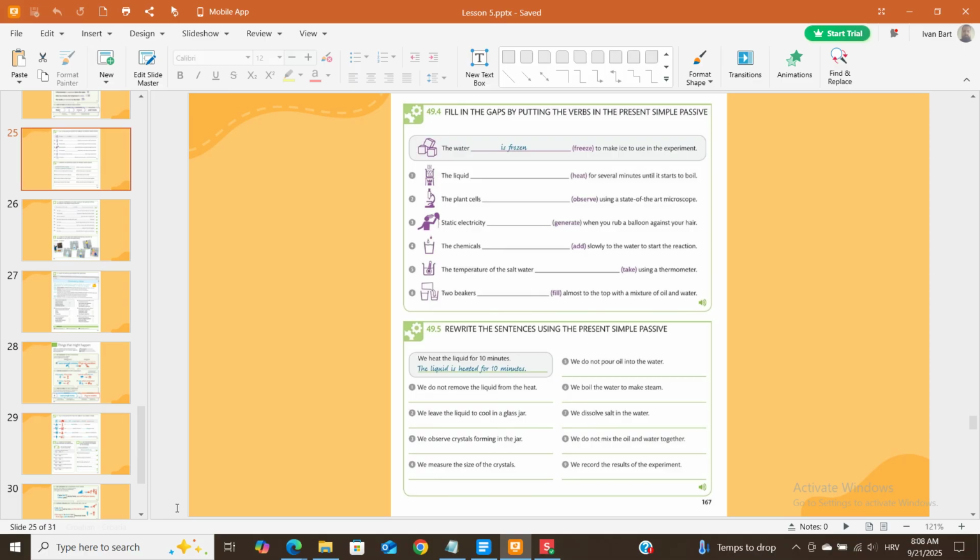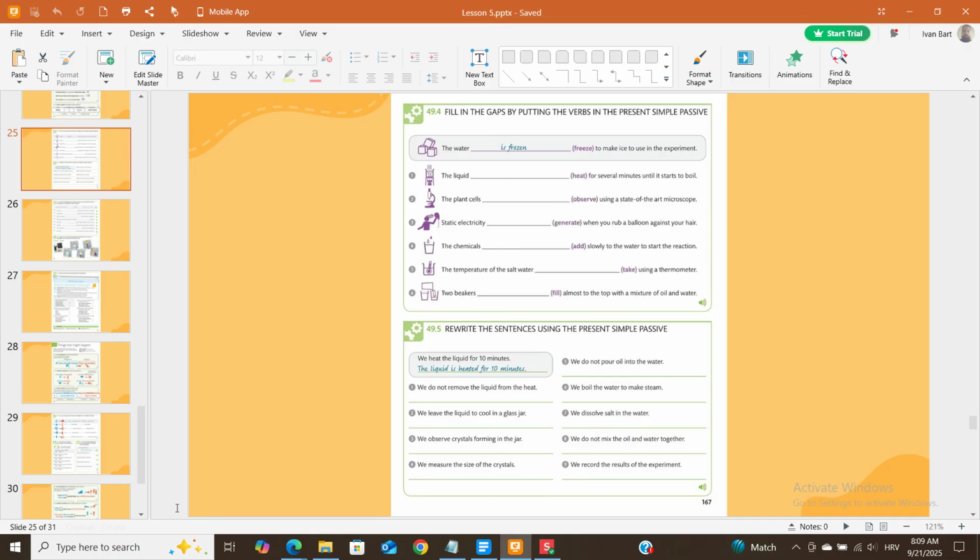2 beakers. (Generate) when you rub a balloon against your hair. (Add) slowly to the water to start the reaction. (Take) using a thermometer. (Fill) almost to the top with a mixture of oil and water.